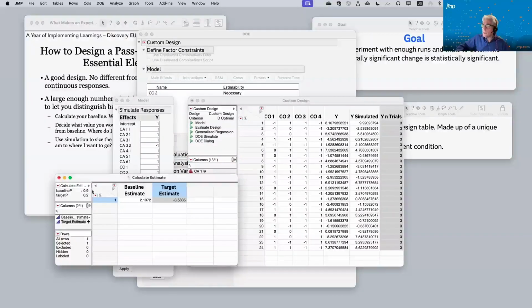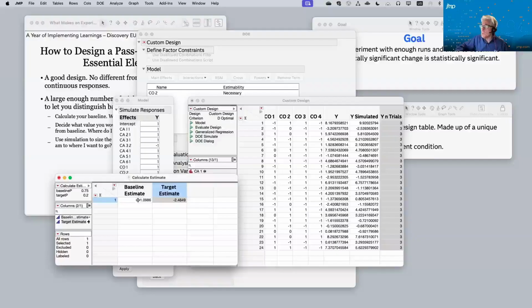So what we're going to do is specify what we think the baseline error rate is, the baseline event rate. Let's not make it 0.9, let's say 0.75. So my baseline error rate is 0.75. And let's say the target I'm interested in meeting is 0.2. It's going to give me an estimate for my baseline and an estimate for a target.